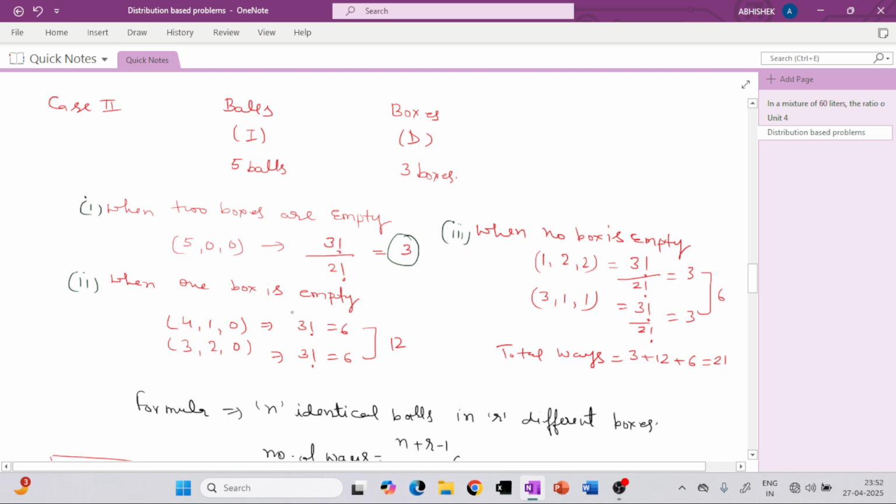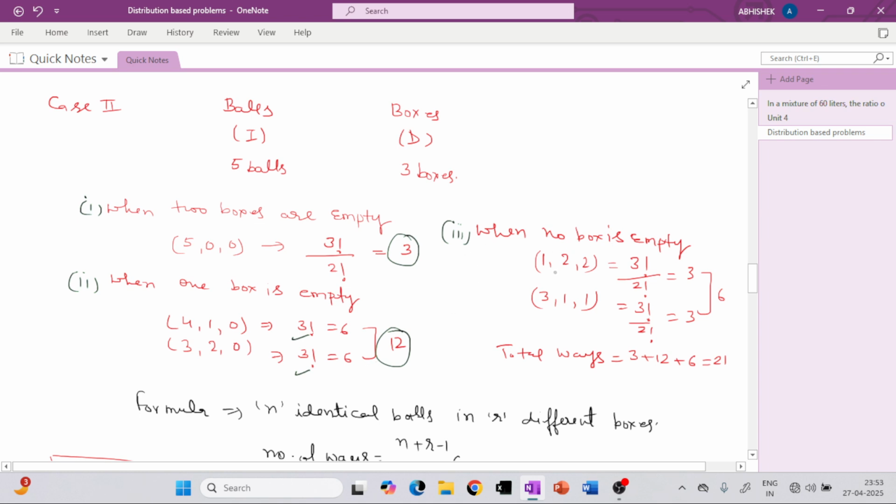When one box is empty means 4 comma 1 comma 0 or 3 comma 2 comma 0. Now we have to arrange them, because in 410 all the values are different, in 320 all the values are different. So different things can be arranged in 3 factorial ways. Again the different things can be arranged in 3 factorial ways, means 6 and 6, total number of ways will be 12.